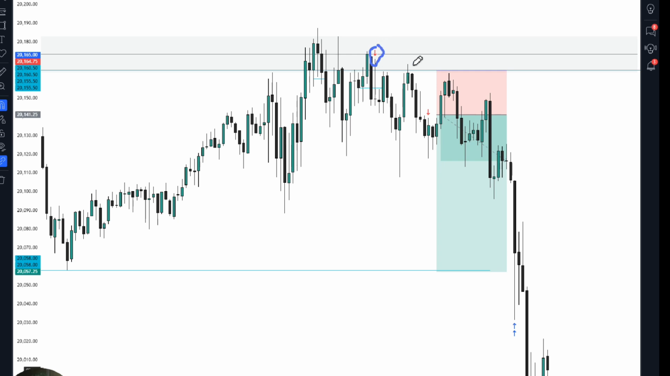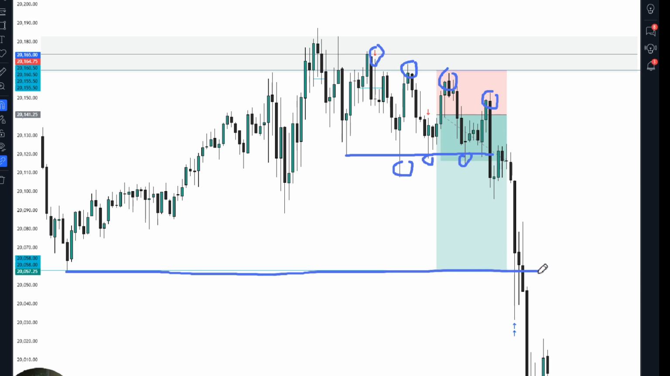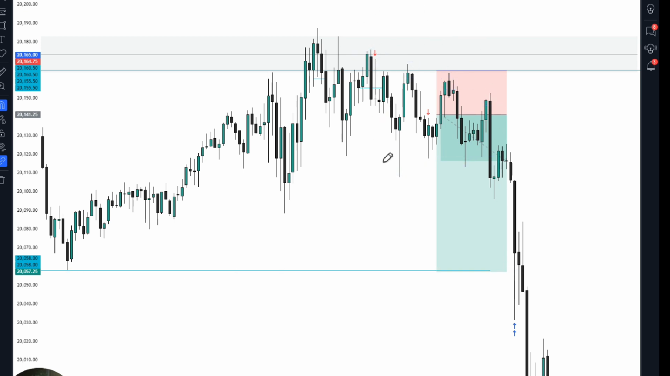We entered over here. We could have gotten stopped here, here, here, any of these, and used this as external range or even taken profits here. But overall, I knew that the draw on liquidity was this low, and I knew that if the market was to continue in a direction, it would mainly be this one because this is where liquidity lies.